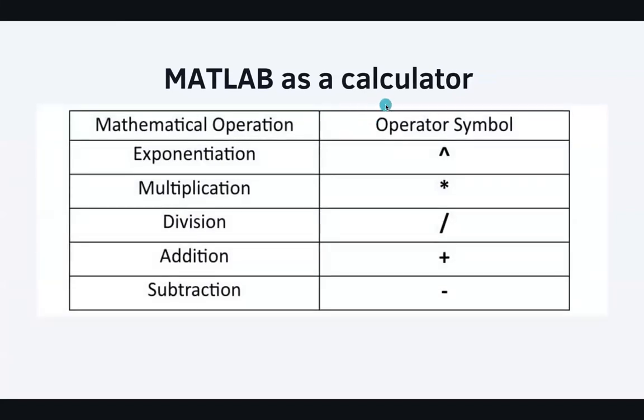MATLAB as a calculator. The operation symbols that we use in MATLAB are as follows. For the exponentiation, we use the circumflex symbol. In multiplication, we use the asterisk. In division, we use the slash. In addition, we use the plus symbol. And in subtraction, we use the minus symbol.